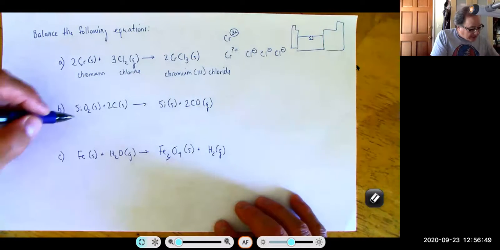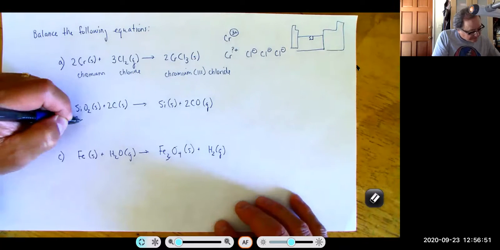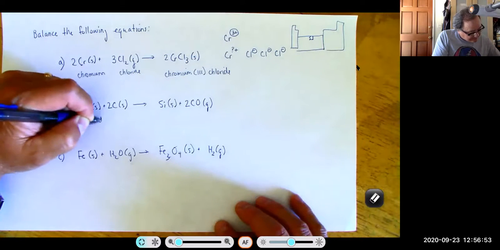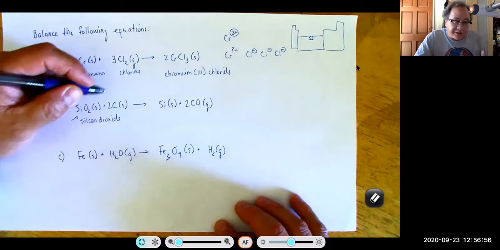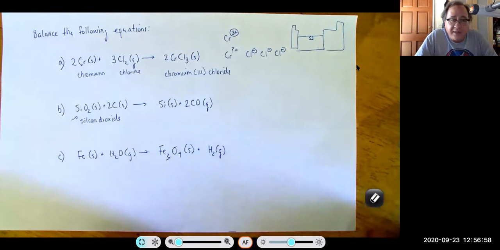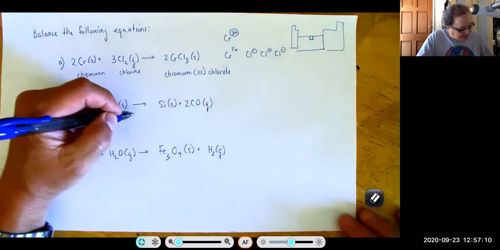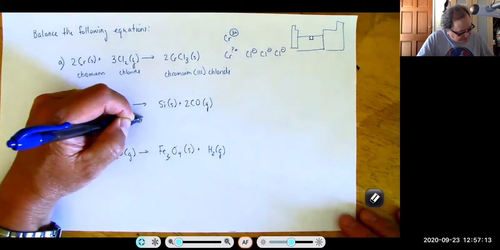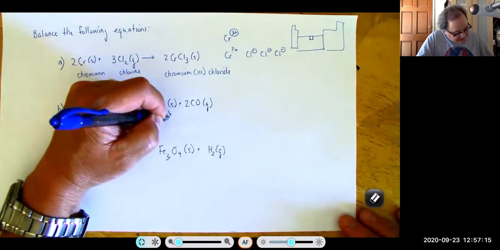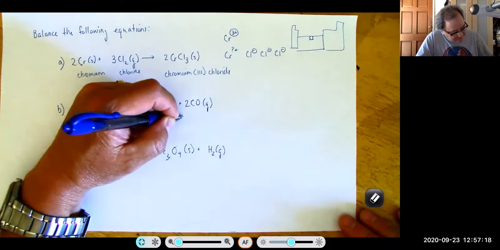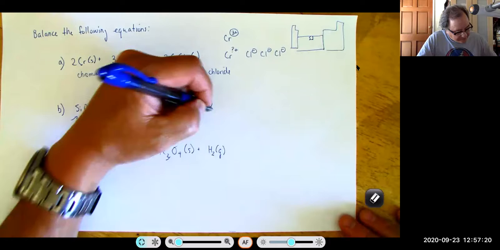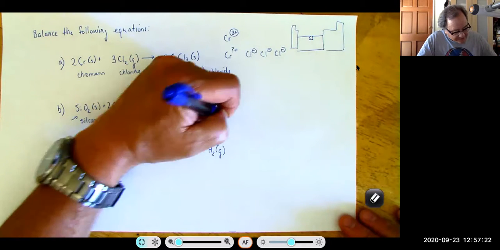What is the name of this compound? And this is something you just need to learn over time, that when you name compounds that have metalloids in them, you usually name them like molecular compounds because they usually make molecular bonds. This is just called carbon. This is silicon. And this is carbon monoxide.